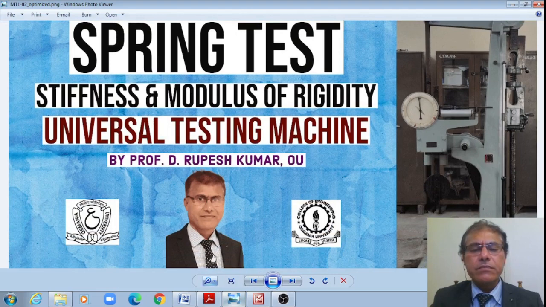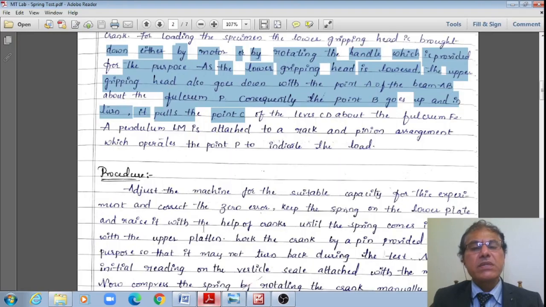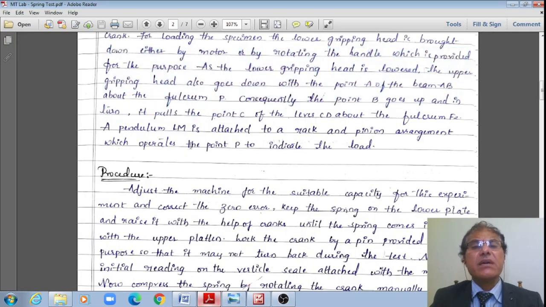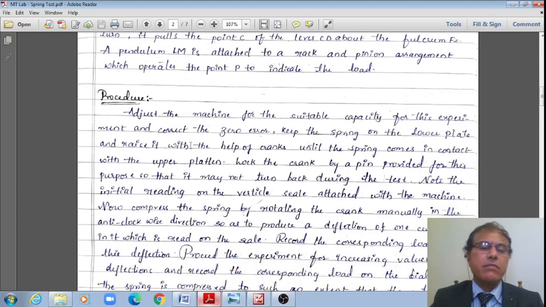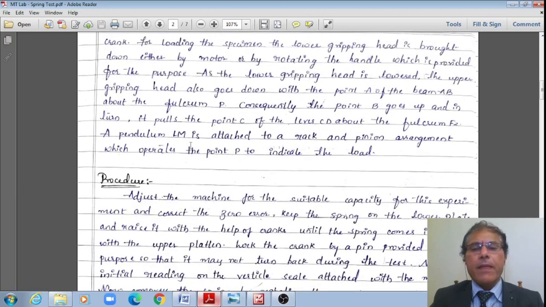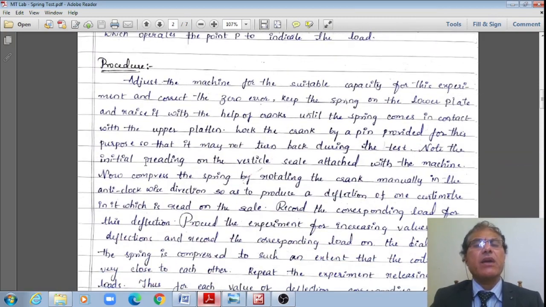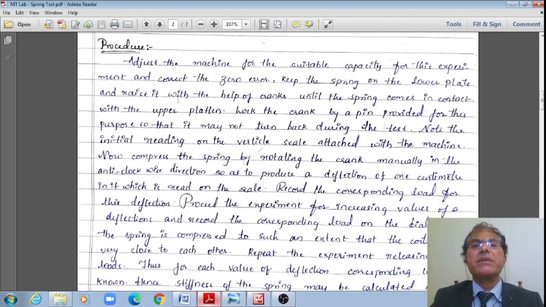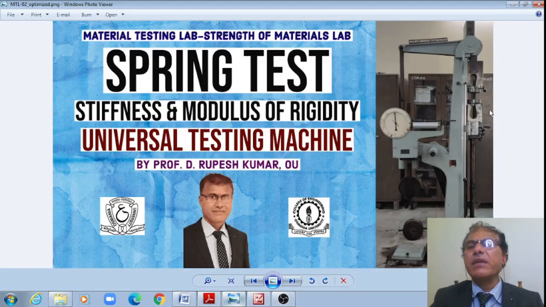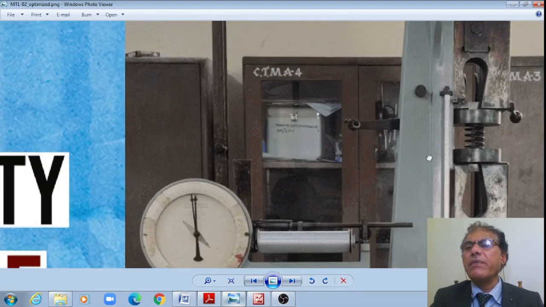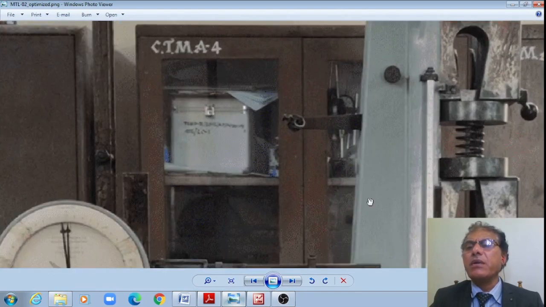Now, once we see this brief description of the machine, student, let us see the procedure. The procedure is like this: adjust the machine for the suitable capacity of the experiment and correct to zero error. Keep the spring on the lower plate and raise it with the help of the crank. Now I'm showing this, and this is already there in position.